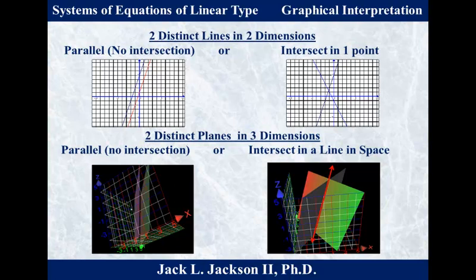Now, if you have two planes that intersect, where the two planes are actually different planes, then their intersection is going to be a line. And you can kind of see that in this picture where I've got two planes graphed, and you can see the red line there is where they intersect. So they intersect as a line that's in space. It's not necessarily in the XY plane, but it's in space somewhere.